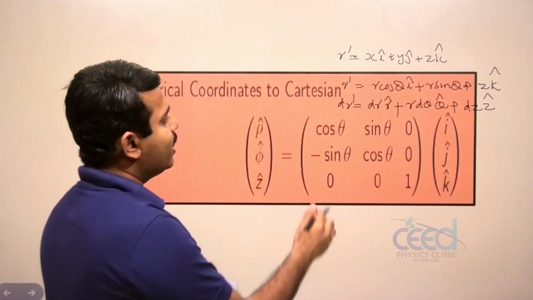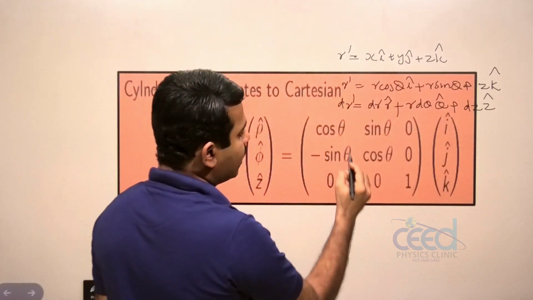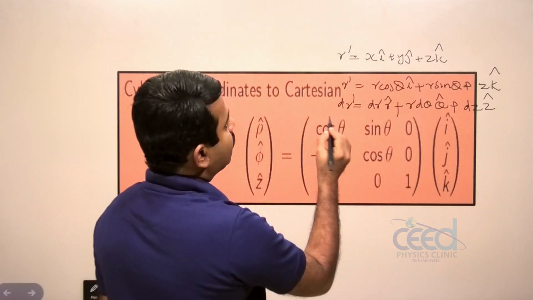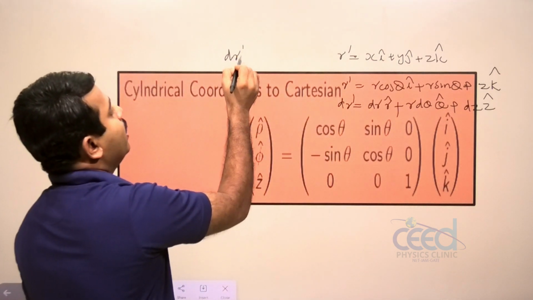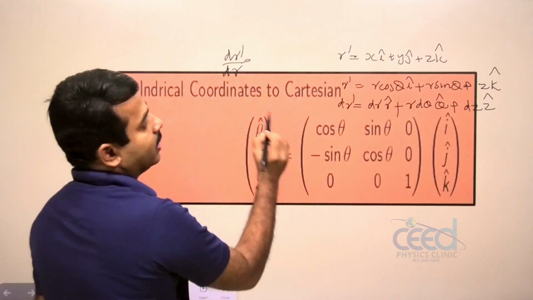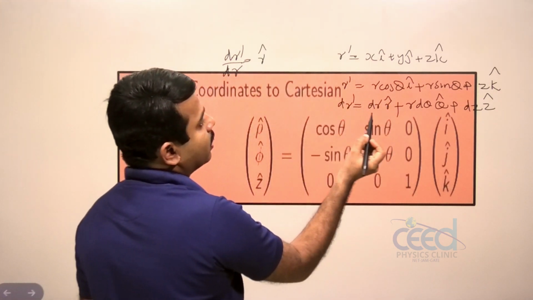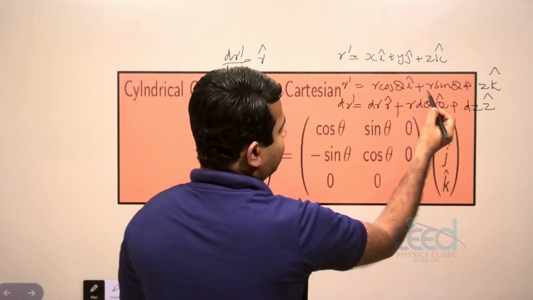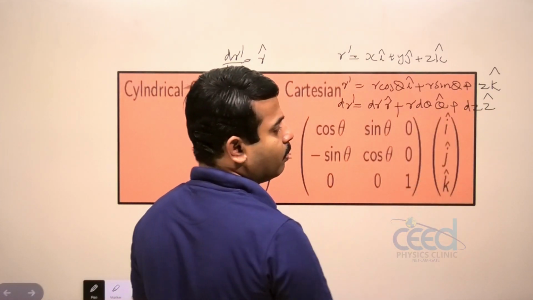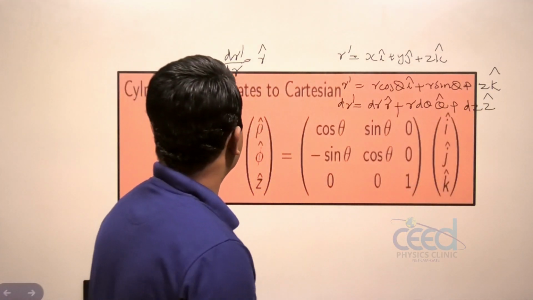Now from this, what is dr' by dr? You can find dr' by dr. See, this dr comes here, then this gets r cap, right? The variable is theta here, so this part is 0, the variable is z there, so that part is 0, right?